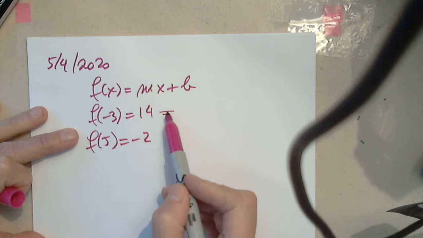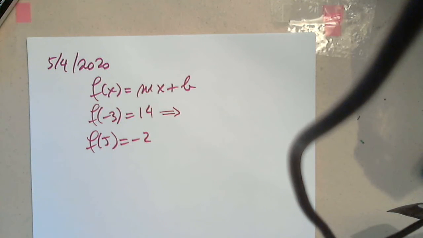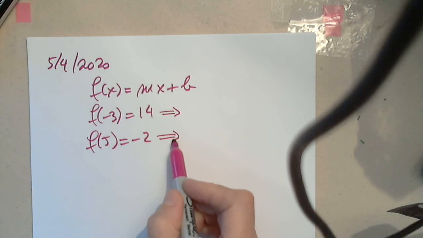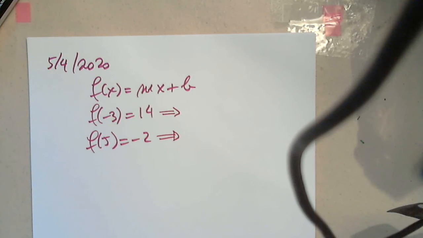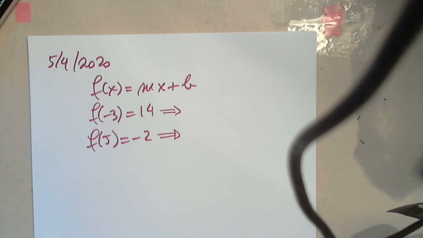So what does this mean? When we say that f of -3 is 14, what does that mean? That's the solution, right? I didn't get it. Yes, let's say it again. The solution?